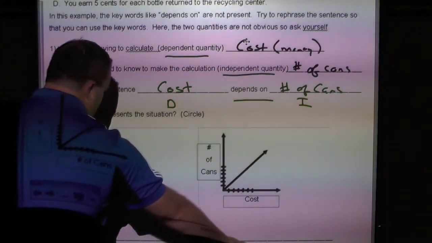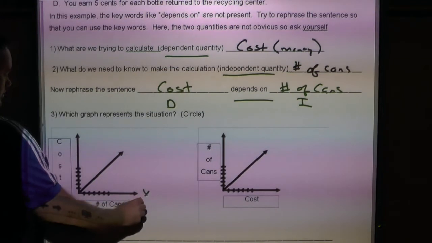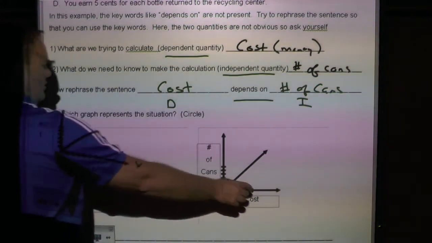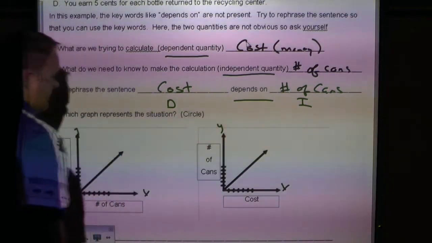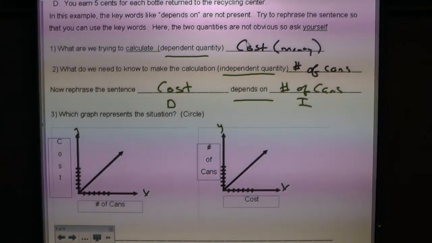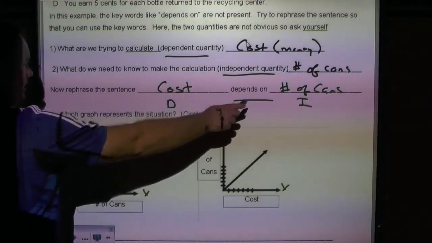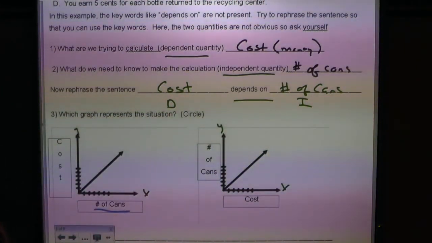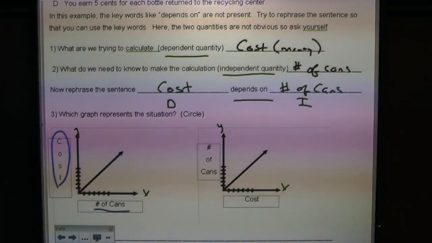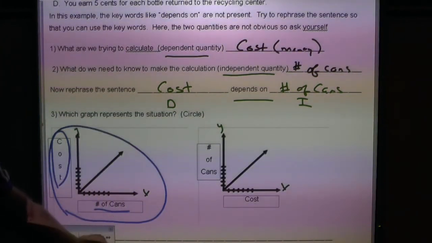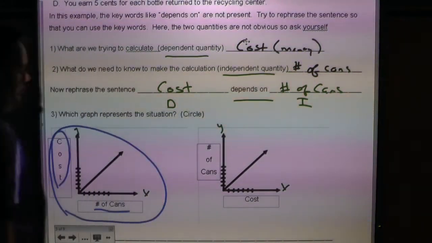So you need to look to see which one is on your x and y-axis. If you need to label your axis, do so. X, Y. So think about it. Which one is this going to be? Well, the independent quantity is number of cans. So that needs to be your x-axis. The dependent quantity is the cost. So I'm hoping that you circle that one.